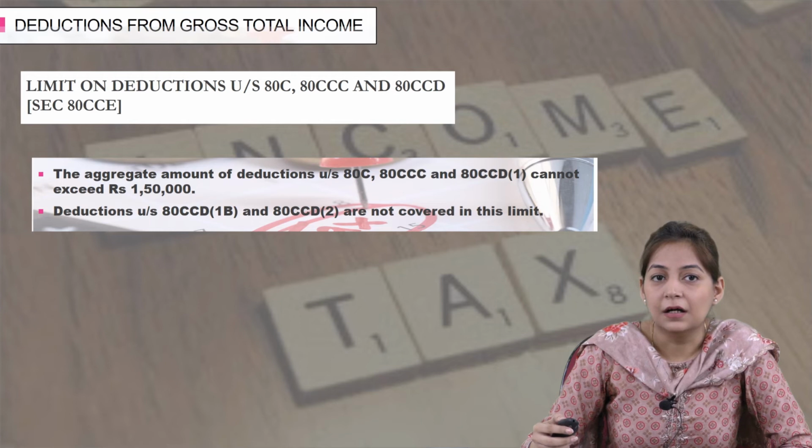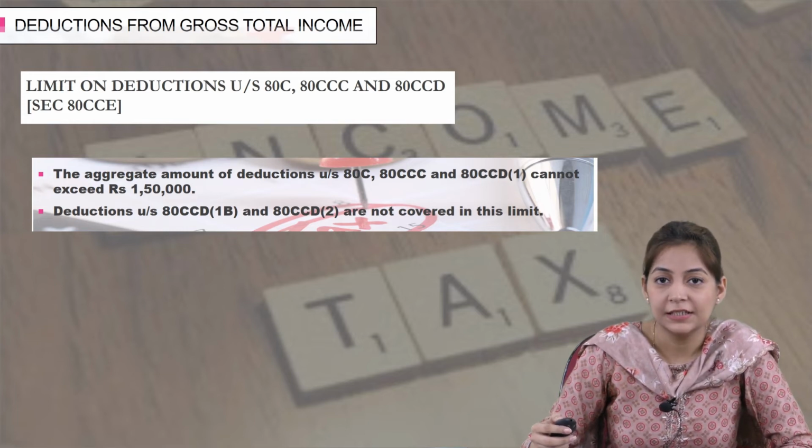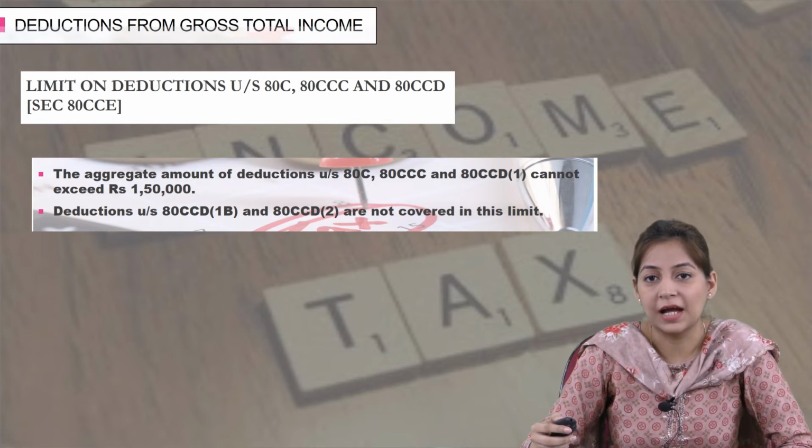Next is section 80CCE. This puts a ceiling on sections 80C, 80CCC and 80CCD. So, what is this ceiling? The aggregate amount of deduction under sections 80C, 80CCC and 80CCD(1) cannot exceed rupees 1,50,000.